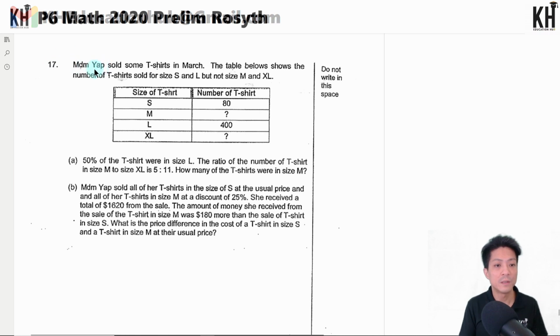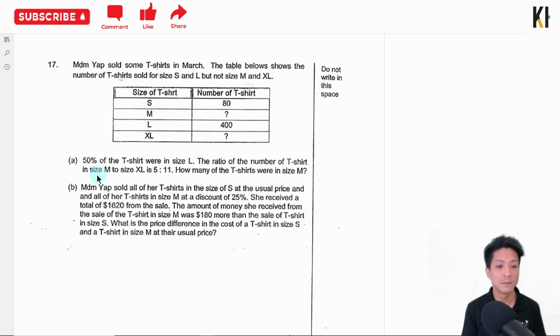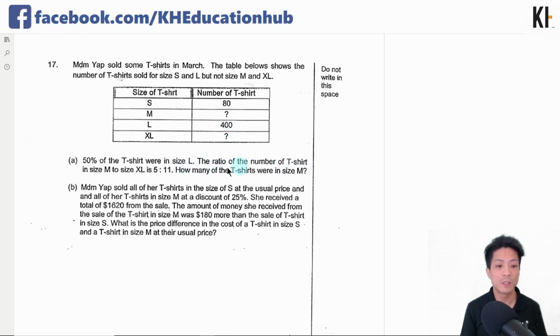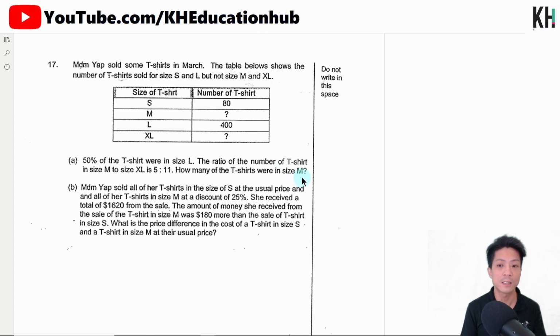Question 17. Madam Yap sold some t-shirts in March. The table below shows the number of t-shirts sold for size S and L, but not M and XL. For part A, 50% of the t-shirts were in size L. The ratio of the number of t-shirts in M to XL is 5:11. How many of the t-shirts were in size M?